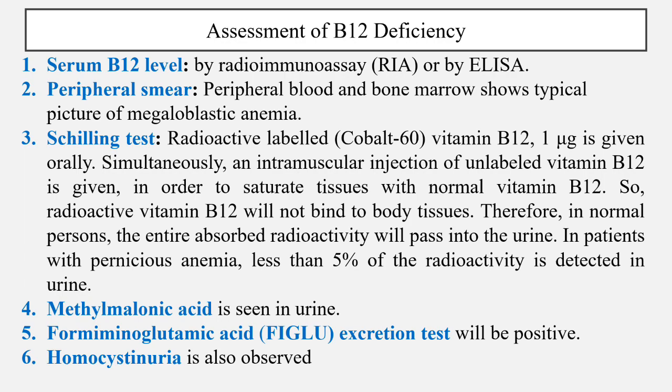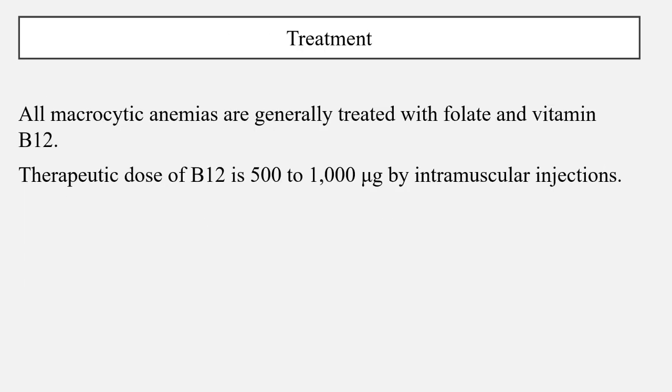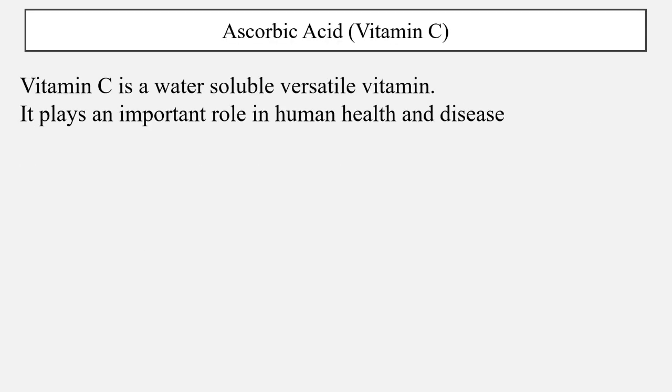Methylmalonic aciduria is seen, and also FIGLU, that is formiminoglutamic acid, in urine is positive, and there are increased homocysteine levels in blood and urine. For the treatment of macrocytic or megaloblastic anemia, the therapeutic dose of B12 is 500 to 1000 micrograms by intramuscular injection. So we come to the last vitamin, vitamin C, that is ascorbic acid.